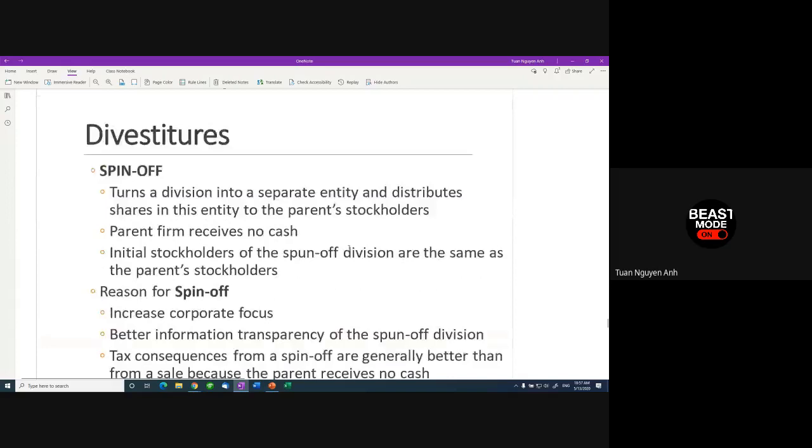The other kind is spin-off. With a spin-off, we still split or divide our company and we sell that business unit. But how to do it? It turns a division into a separate entity and distributes shares in this entity to the parent's stockholders. So it's like we separate, we divide the group into companies.